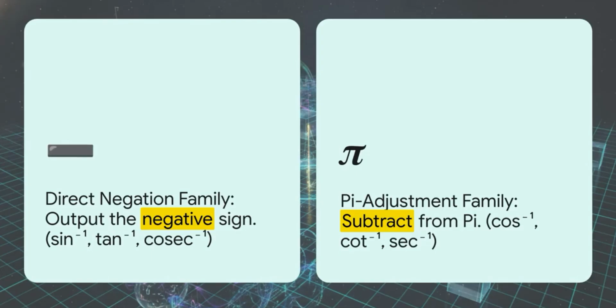You know, one of the things that trips people up with inverse functions is dealing with negative numbers. But it turns out there's a really simple pattern. All the functions fall into one of two families. For the family on the left, it's super easy. The negative sign just pops right out to the front. Done. For the family on the right, you just have to do one extra step. You adjust by subtracting the positive version from pi, or 180 degrees. Once you know which family a function is in, you know exactly what to do.